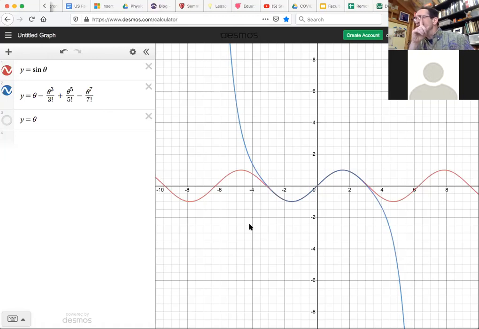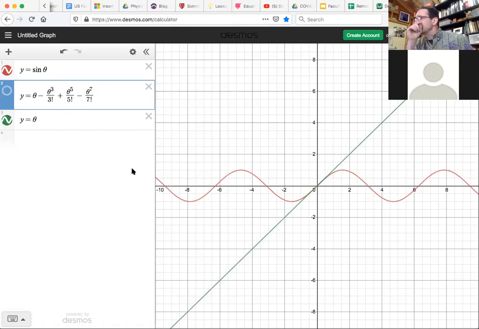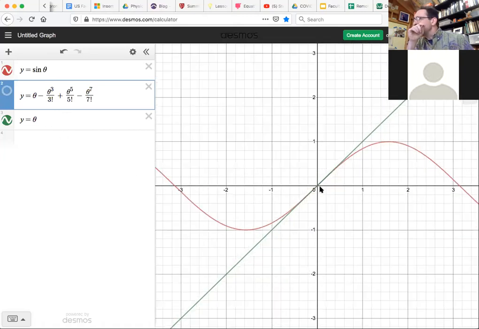But if we just take the first term of that Taylor expansion, say y equals theta, let's go ahead and plot that and get rid of the other one. See that y equals theta. Now we see that, in fact, y equals theta is a pretty good approximation for y equals sine theta for any small angle here. I didn't put this in terms of pi.